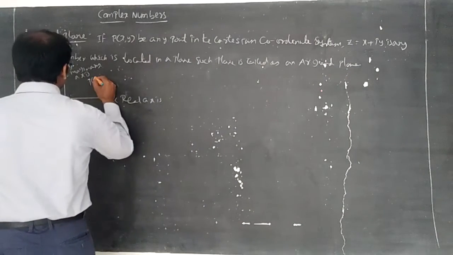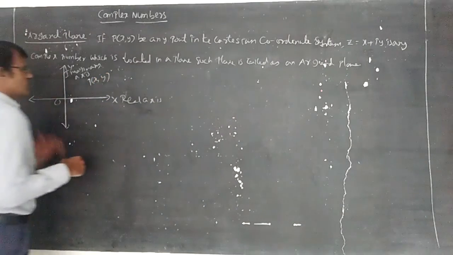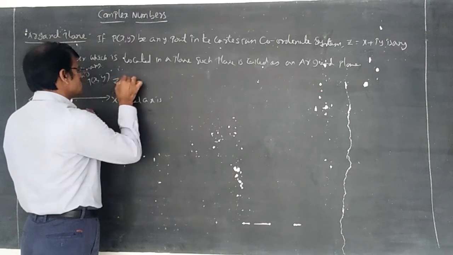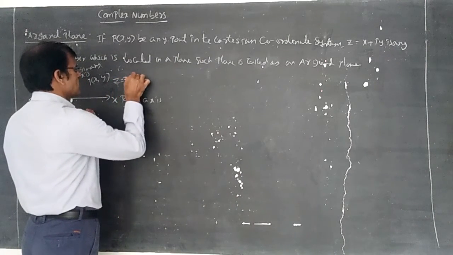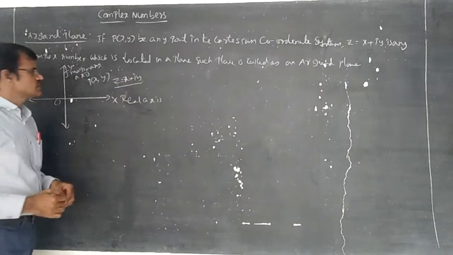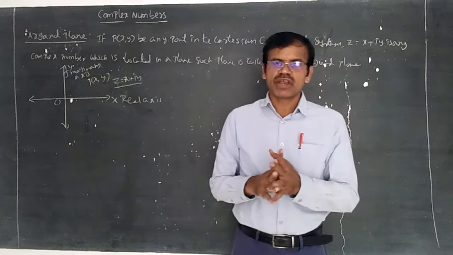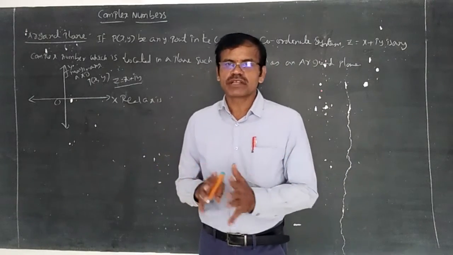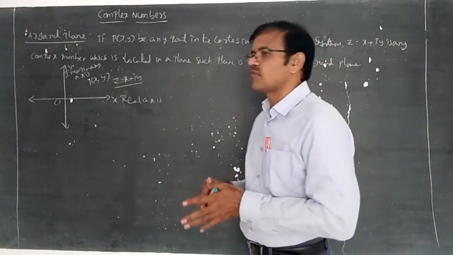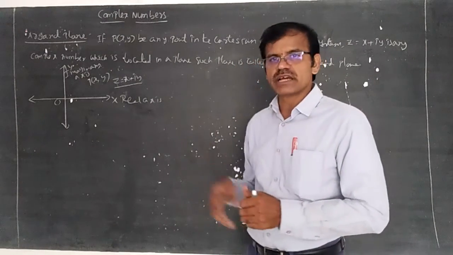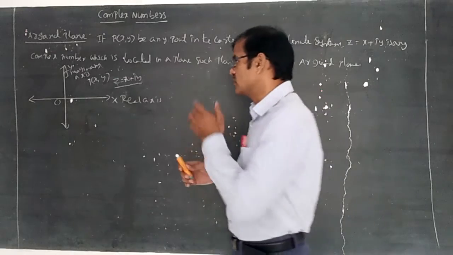So here P(x, y) means z is equal to x plus iy. Real axis means x axis, imaginary axis means y axis. Real means defined, imaginary means undefined. So like that you can understand that the slope of the real axis is 0, it is defined. The slope of the imaginary axis is undefined, it is infinity.